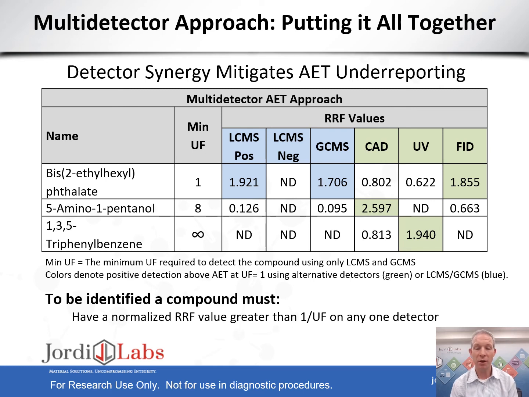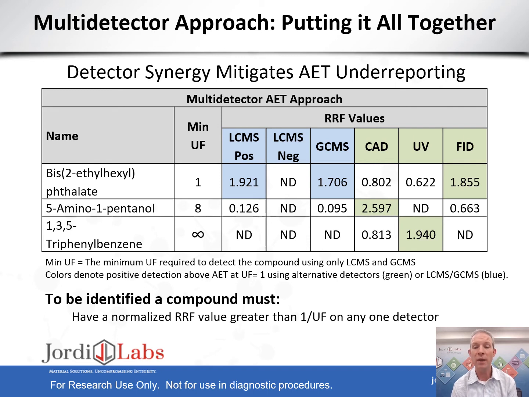And I want to remind the listener that if the RRF value is greater than 1, that means the response for that compound on that detector is going to be greater than that of the surrogate standard. If that is the case, then a UF of 1 is all that is needed in order to successfully register that compound as above the AET threshold. All right, so let's take the first of the three compounds, bis-2-ethylhexylphthalate. For this compound, we can see that in LCMS, GCMS, and FID, we have responses greater than 1. This means that no UF is needed in order to register this compound as above the AET, so long as we use any of those three detectors.